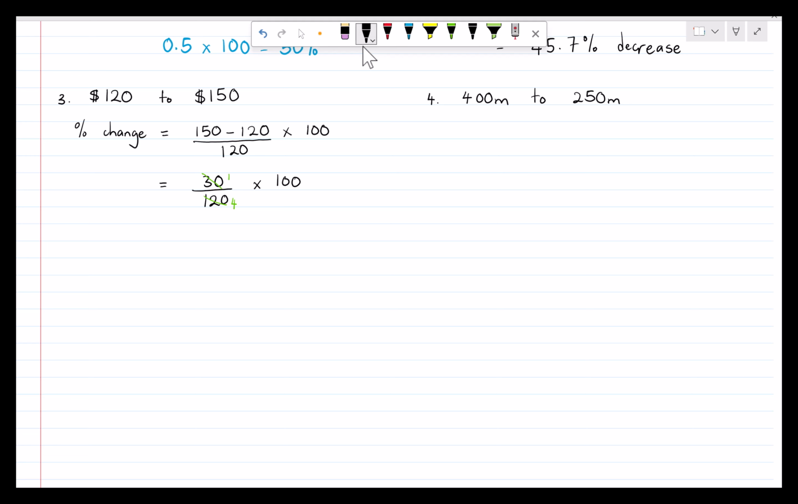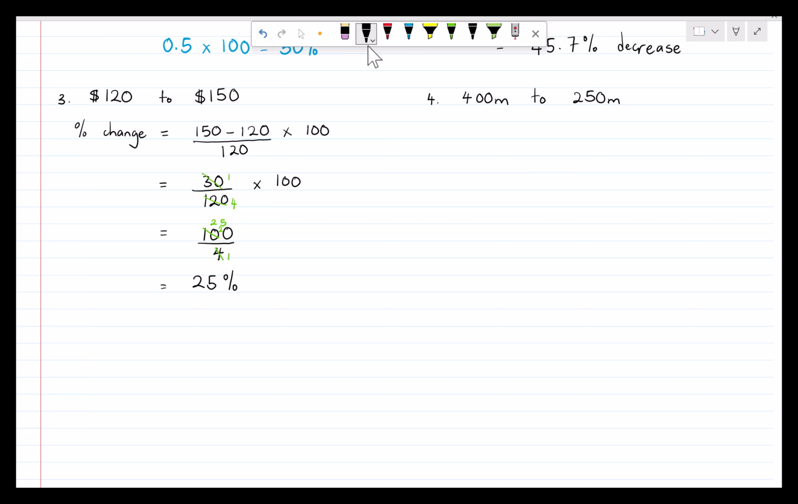Now we have 1 over 4 multiplying 100, and we get 100 over 4. We say 4 into 4, that is 1. 4 into 10, that is 2, remainder 2. 4 into 20, that is 5, giving us our final answer as 25%. And because it is a positive value that we got when we subtracted 150 and 120, it means that the percent change is an increase.